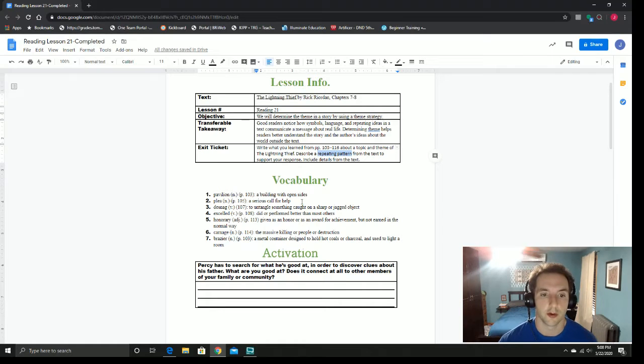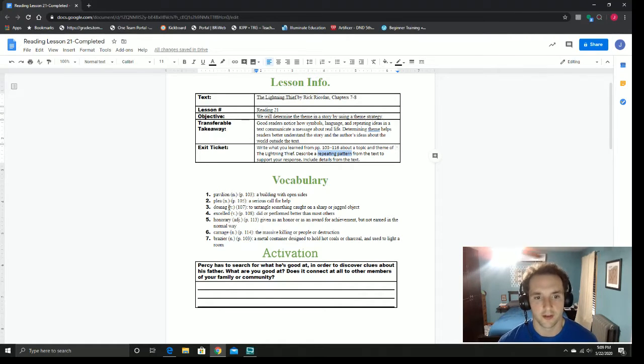Number two, the word is plea, which is a serious call for help. It's not just like, please help. It's, oh my God, help me right now. That's a plea. Third word is desnag, which means to untangle something caught on a sharp or jagged object. Untangle is another way to say desnag, just get something uncaught from something that it's caught on.